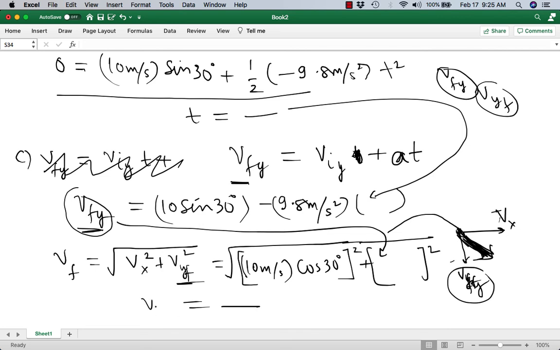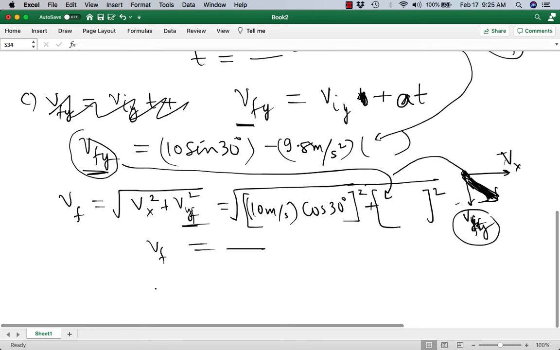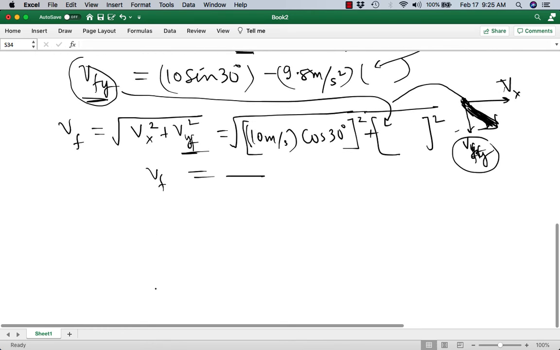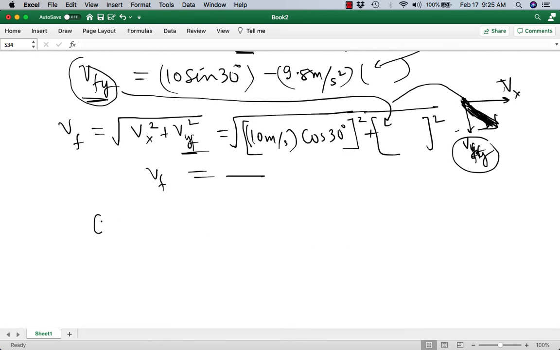That gives you vf. Now this is a vector quantity, so just finding the magnitude is not enough. You also need to find the angle. So the angle would be tan inverse of v final y over vx. Okay, so you find that.